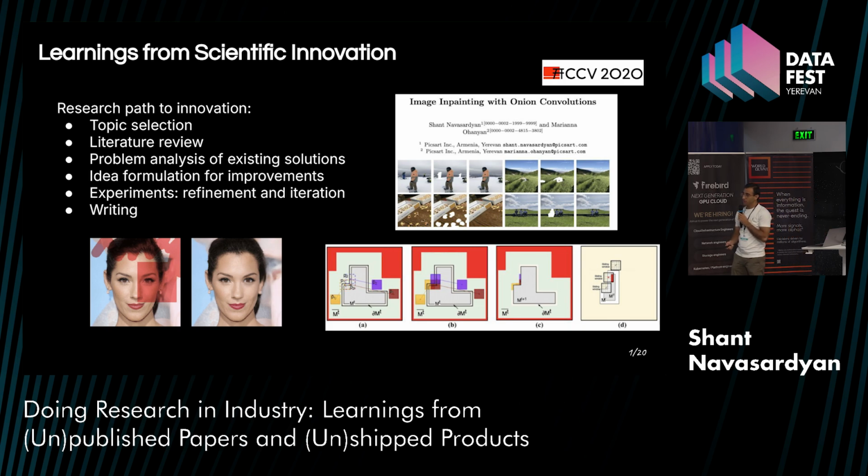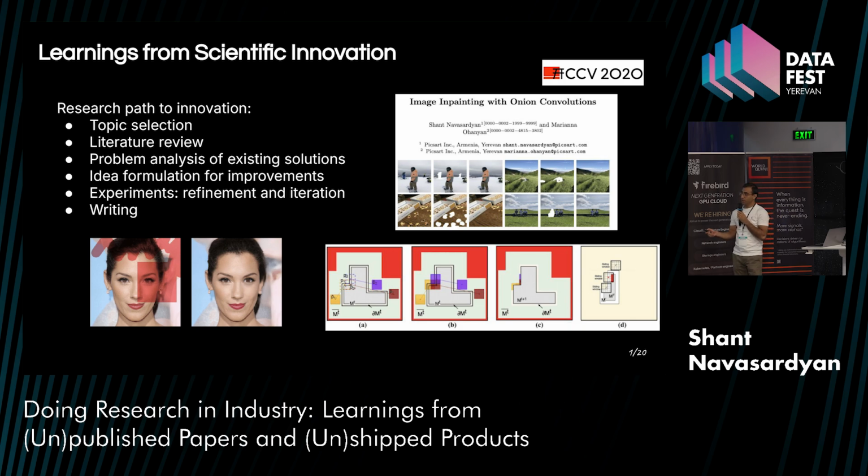Then, when the topic is selected, we do the literature review. After that, problem analysis of existing solutions, because of course, if a product is famous, a lot of solutions exist. For example, in the case of object removal, when you have an image and you want to remove some redundant objects from it, this was a very famous topic, so many people were working on that, and we were having lots of problems with the results and their methods.